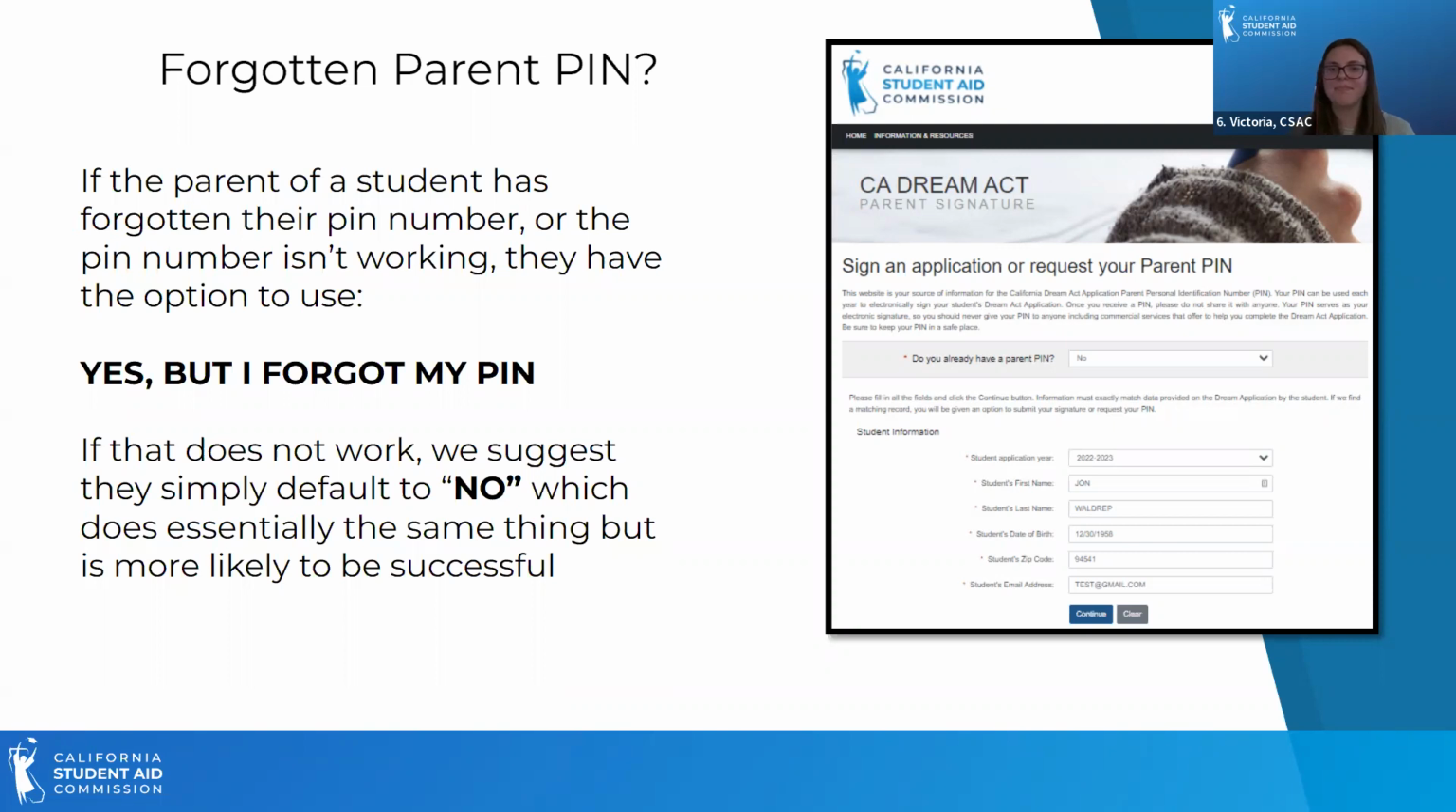Victoria, I have a question. I don't know if it's still the same, but it used to be that the parent had a PIN for each student. So if I had 3 children, with FSA ID, I just have one and I'd sign all applications. But with the DREAM Act application, it previously would be like I'd have one PIN for one student, one PIN for another. Do you know if that's changed or is that still the same?